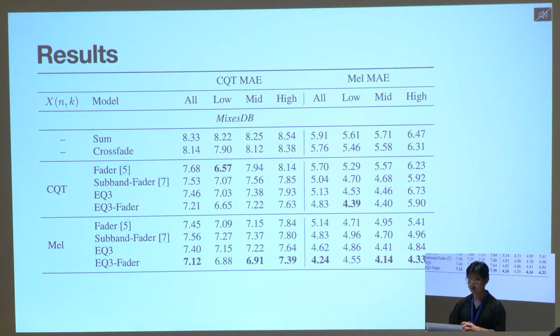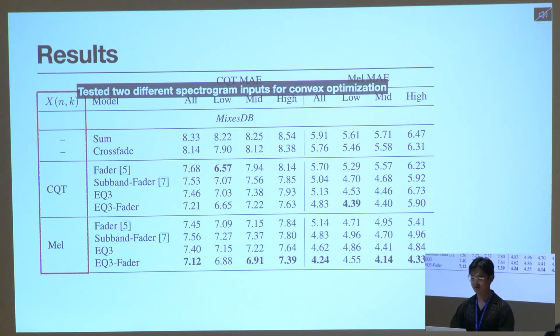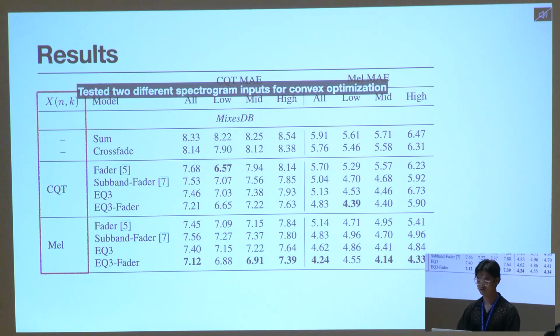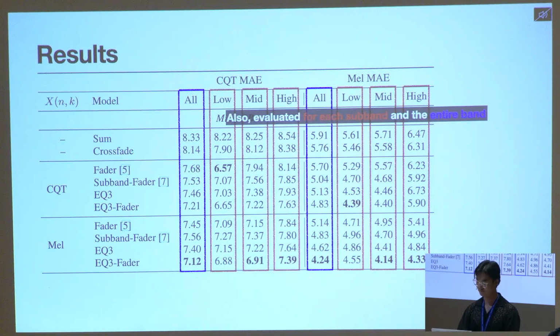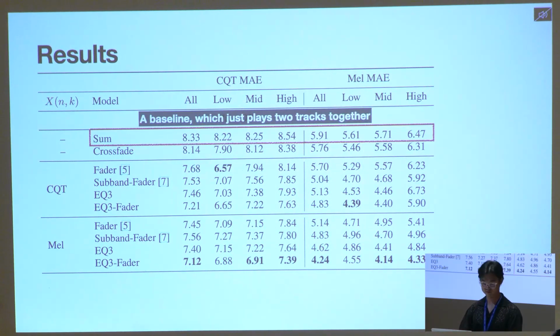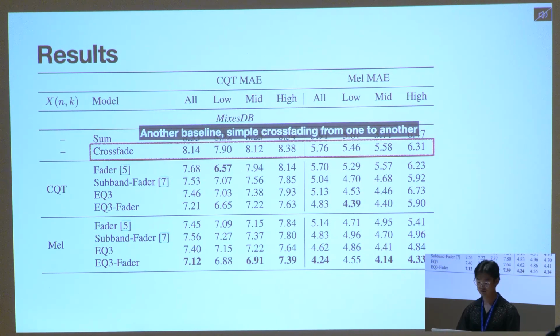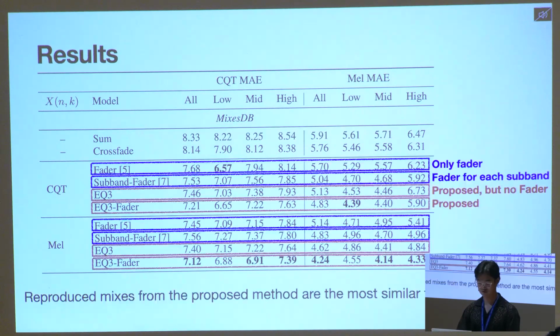So this is the result table. We tested on 2 different spectrogram inputs, which are CQT and MEL spectrogram. And also, to be fair, we evaluated on both spectrogram types, and also for each subband and also the entire band, because it can estimate fade aware, but completely bad at low EQ, for example. And this is a baseline, just playing 2 tracks together, and this is simple crossfading from one to another.